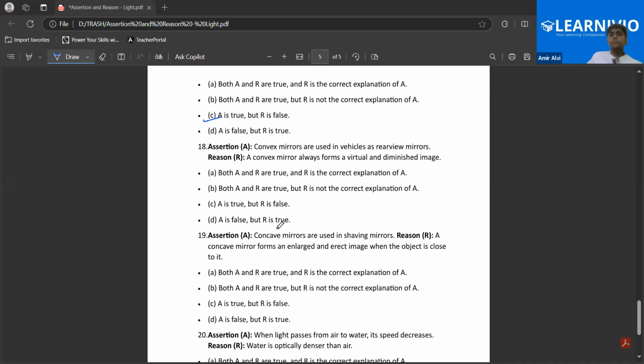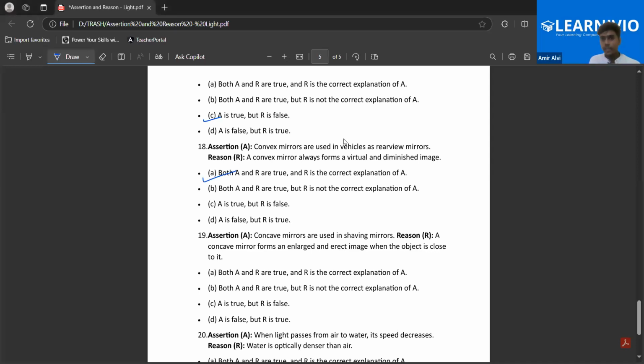Okay, so let's see. Convex mirrors are used as rear view mirrors. So the assertion is right. A convex mirror always forms a virtual and diminished image. That is also true, and this is the reason why we use them as rear view mirrors, because it covers a larger area, but it gives you a virtual and diminished image. That's why it is A. Am I clear to all of you?